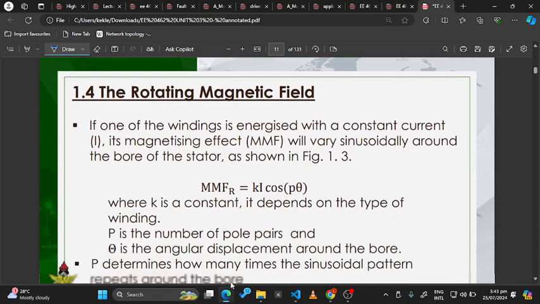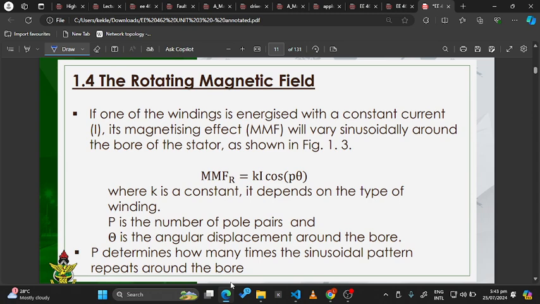Now let's talk about the rotating magnetic field that gives us synchronous speed. I think I've already explained this. If one of the windings is energized with constant current, its magnetizing effect (MMF) varies sinusoidally around the core of the stator. This is magnetomotive force.